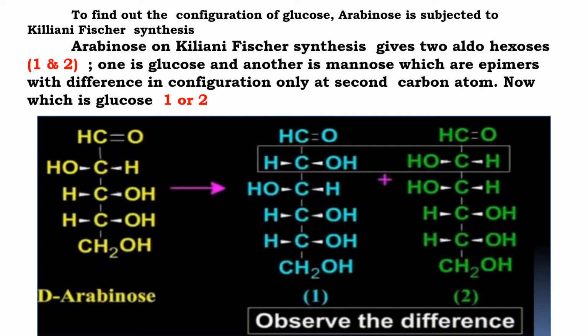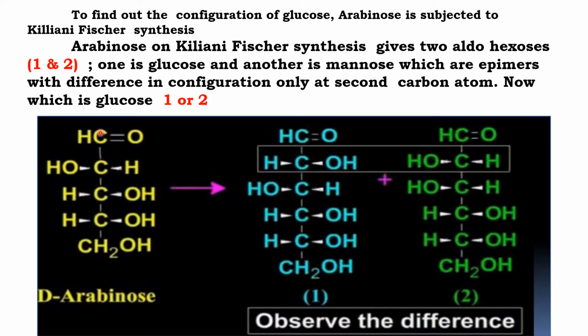See here, this is arabinose. For this arabinose, the configuration of the last four carbon atoms is exactly the same for these two products, that is the Killiani-Fischer synthesis products 1 and 2. The only difference between 1 and 2 is the configuration of the second carbon atom. For the first structure, the OH group is on the right hand side, while for structure 2 the OH group is on the left hand side. Hence these two structures 1 and 2 are epimers.